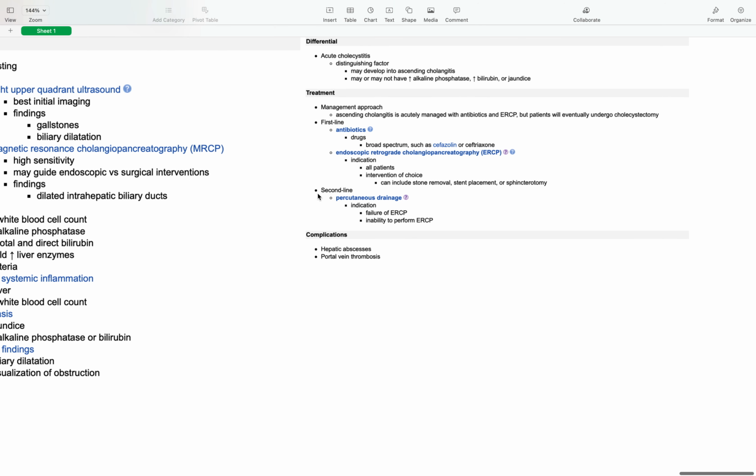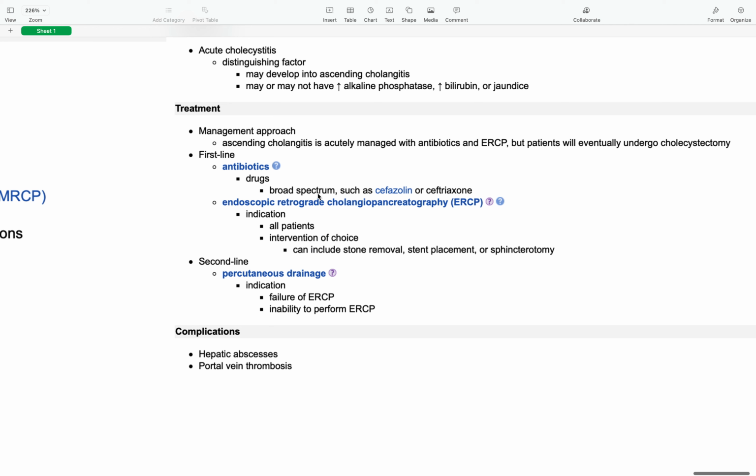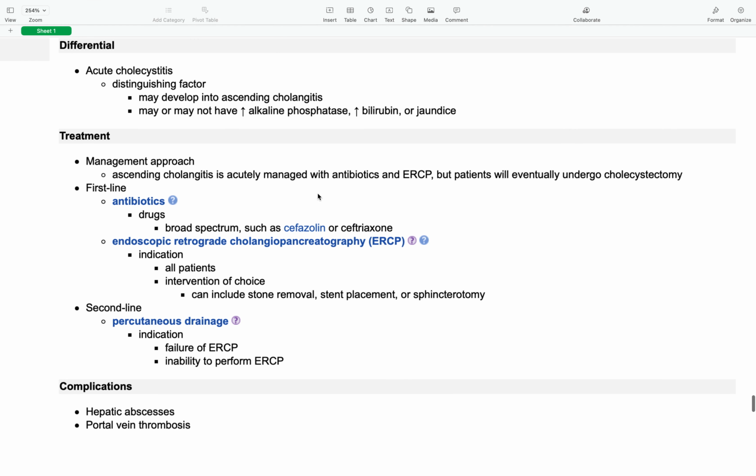Right, so the differential would be acute cholecystitis. And in this case, remember that there is no stone or blockage of the bile duct. So there will be a normal or mildly elevated alkaline phosphatase and bilirubin, or there may be no jaundice at all. So this is how you distinguish acute cholecystitis from cholangitis.